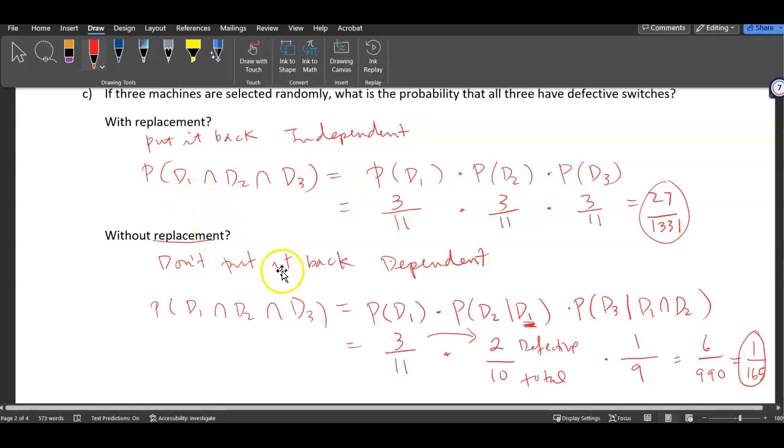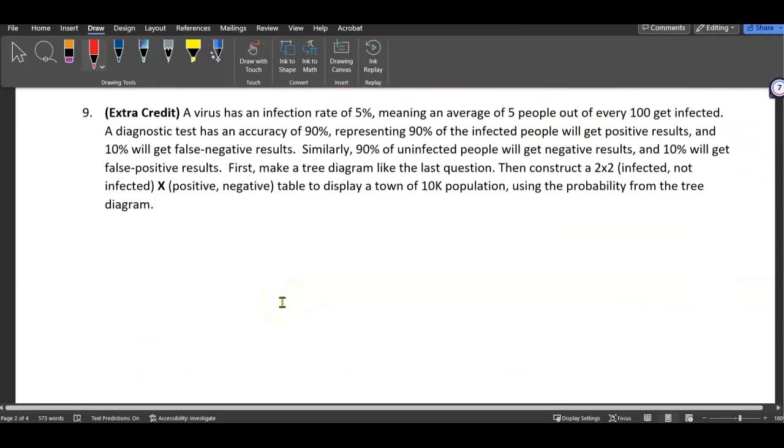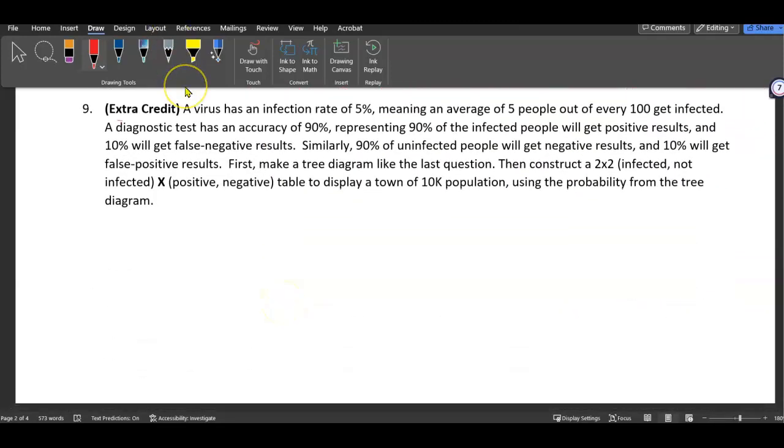And just to make sure you do see, the next page is an extra credit. Okay, so extra credit, it's giving the hint here. It says to make a tree diagram like the last question in 13.3. I didn't put that down. And then construct the infected, not infected, positive and negative 2 by 2 table, right?